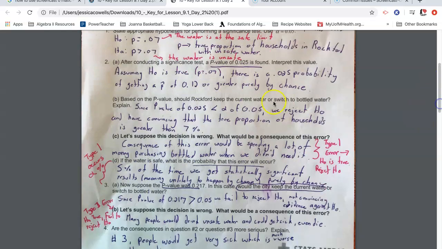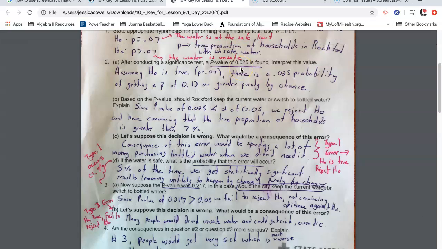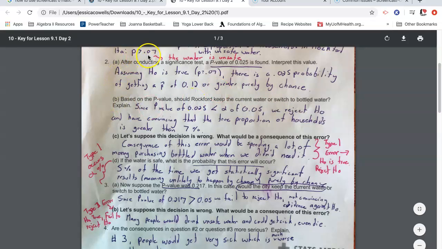All right, after conducting a significance test, a p-value of 0.025 is found. Interpret this value. Again, the p-value is the probability of getting your sample data given that the null hypothesis is true. So we're going to assume that our null hypothesis is true, that p is equal to 0.07. There is a 0.025 probability of getting a sample proportion of 0.12 or greater purely by chance. Again, we say or greater because we always take it in the direction of the alternative hypothesis.